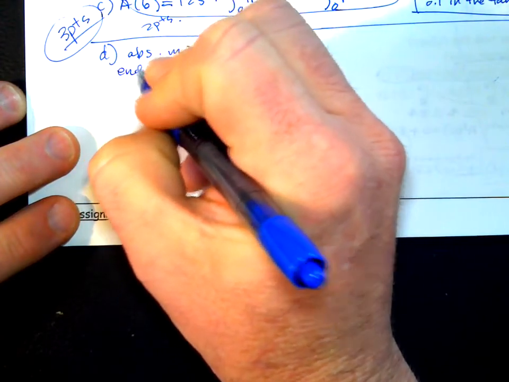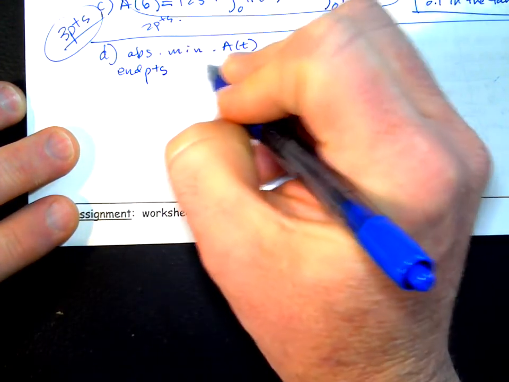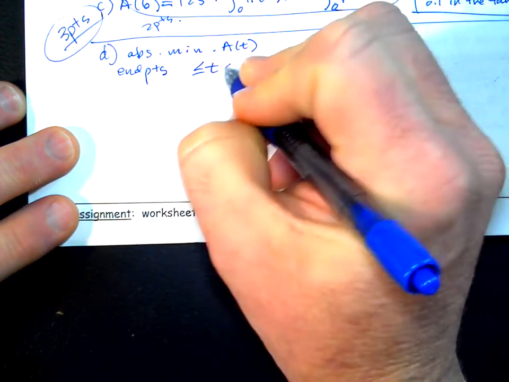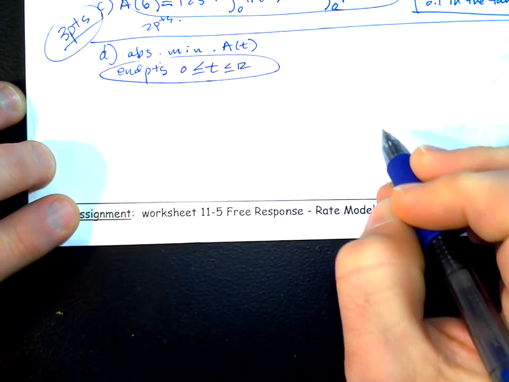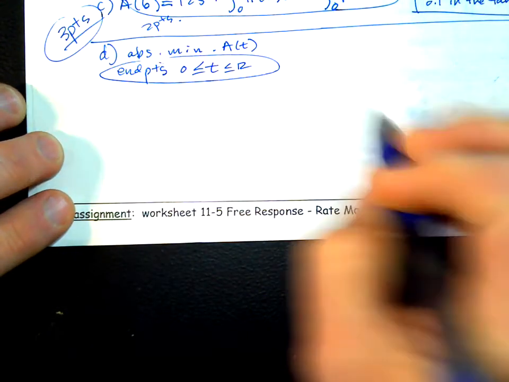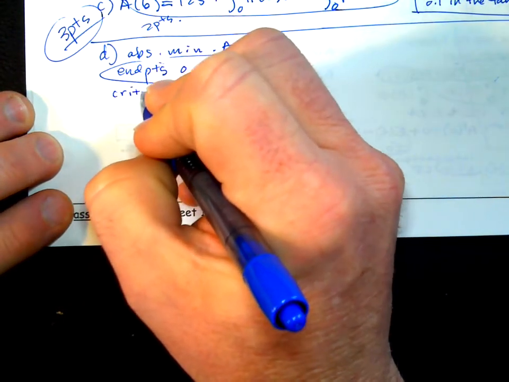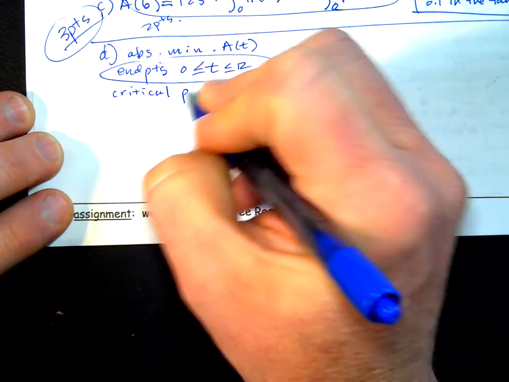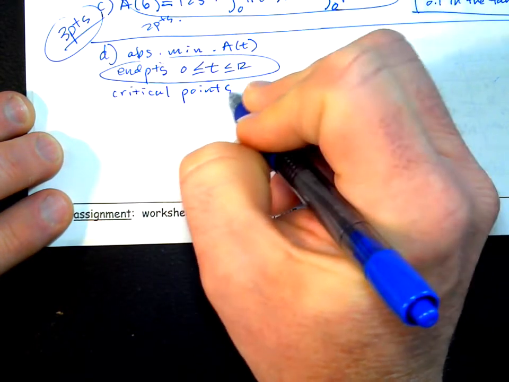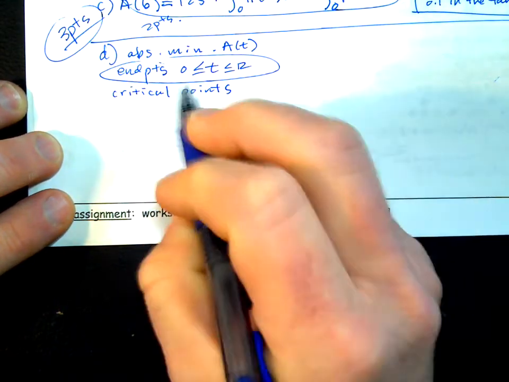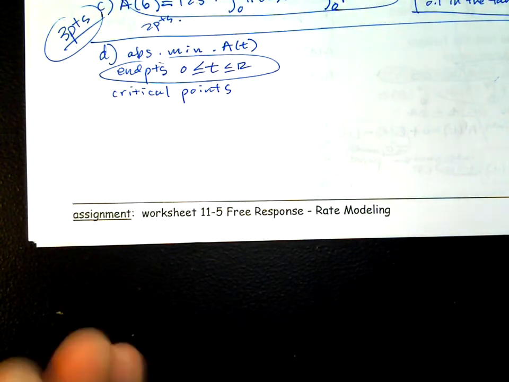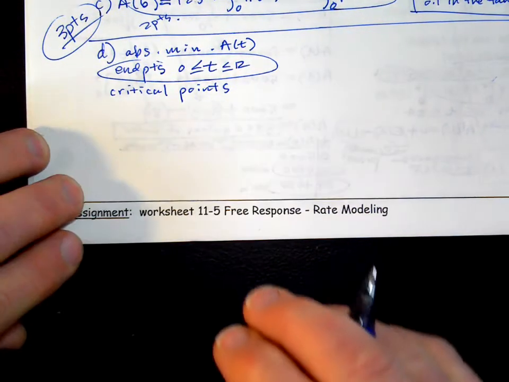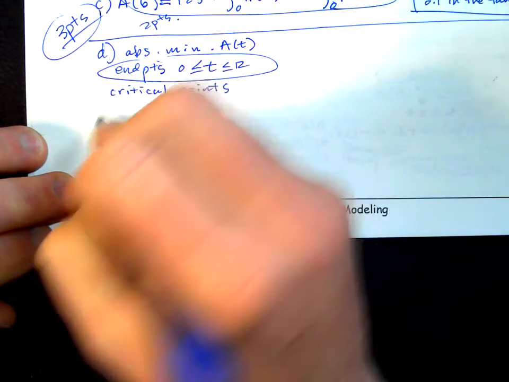Our endpoints they gave us explicitly. Sometimes they might say over the course of a day, and so you'd have to say, oh, that's 0 to 24. We need critical points. This is all work you should write down. Critical points, write the word critical points down. Don't abbreviate it. Don't write CP. How do we find critical points? If you just give me the critical points and you don't show me the calculus that leads to them, then you might lose some points.